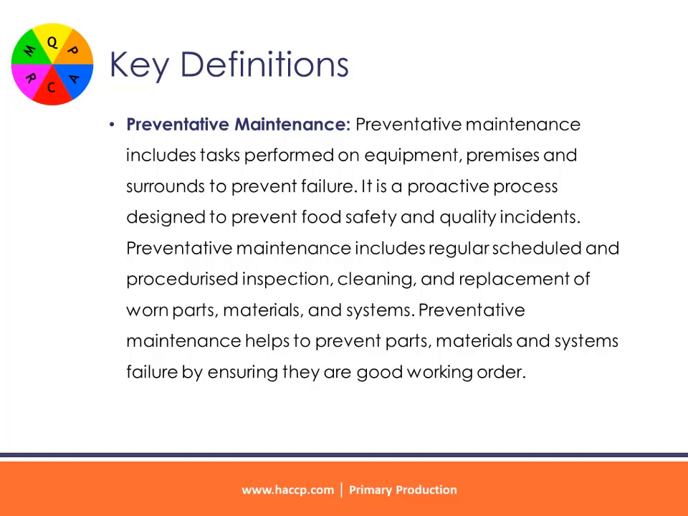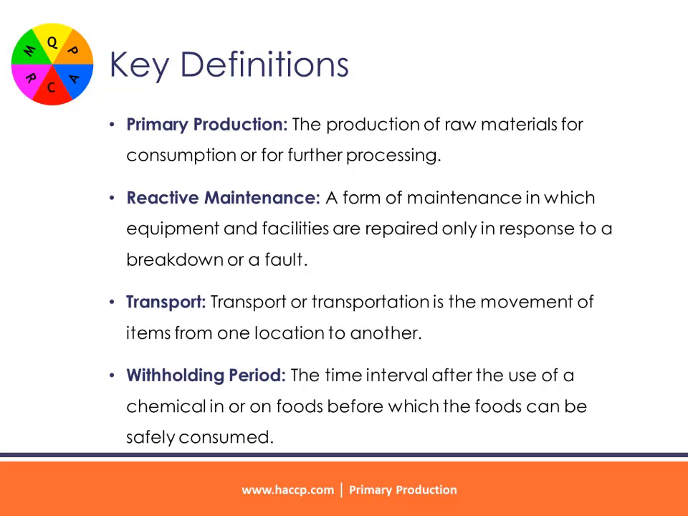Preventative maintenance. Preventative maintenance includes tasks performed on equipment, premises, and surrounds to prevent failure. It is a proactive process designed to prevent food safety and quality incidents. Preventative maintenance includes regular scheduled and procedurized inspection, cleaning, and replacement of worn parts, materials, and systems. Preventive maintenance helps to prevent parts, materials, and systems failure by ensuring their good working order. Primary production: the production of raw materials for consumption or for further processing.